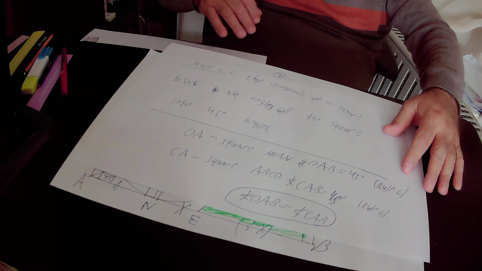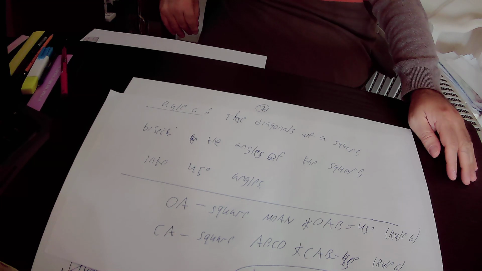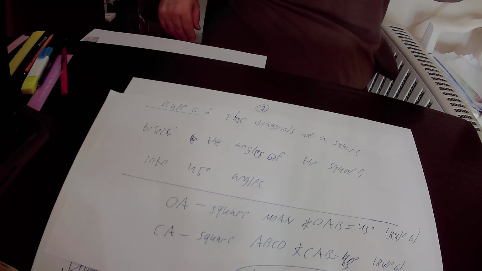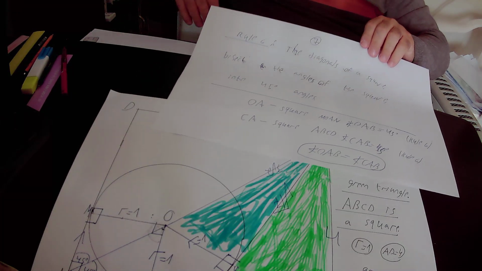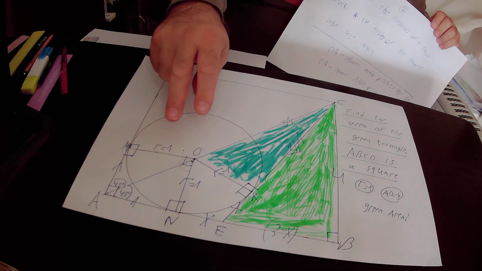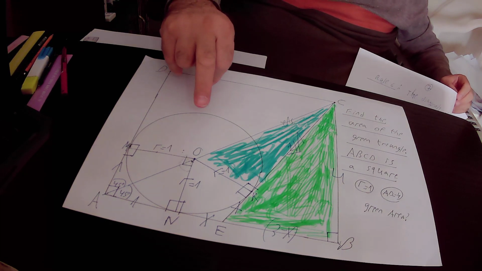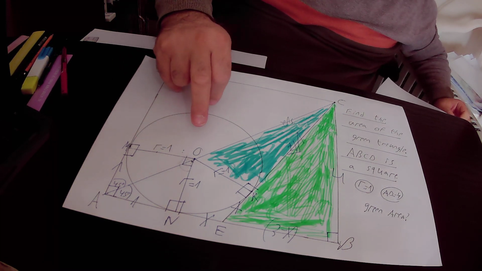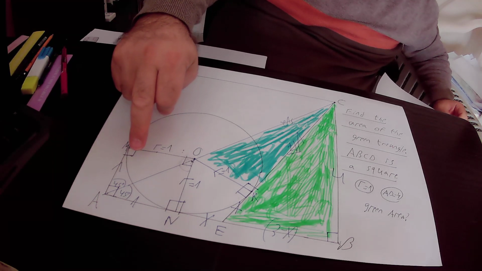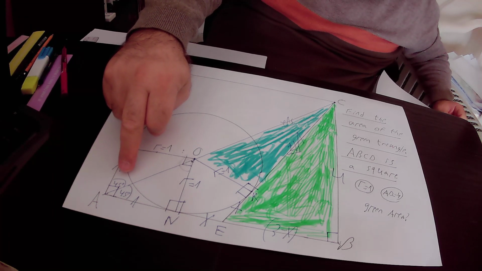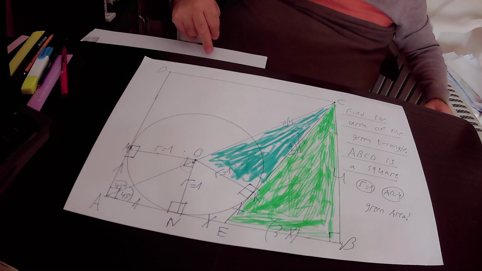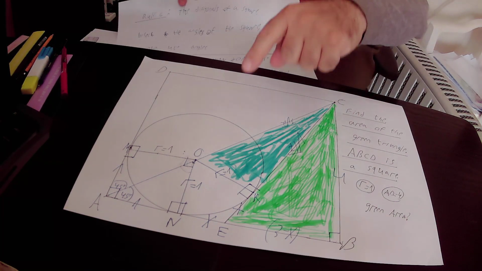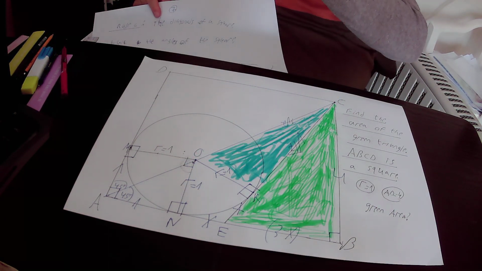According to rule number 6, the diagonals of a square bisect the angles of a square into 45 degree angles. So we know that quadrilateral MOAN is a square, therefore the diagonal OA of this square bisects this angle, angle A, into two angles of 45 degrees. That is to say this angle will be equal to 45 degrees and this angle will also be equal to 45 degrees. So angle OAN equals 45 degrees.